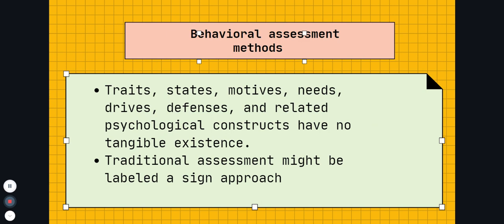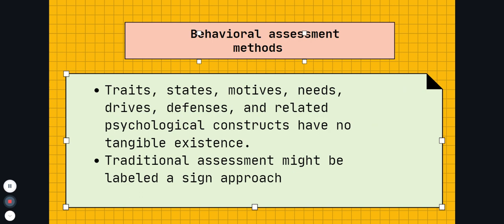So behavioral assessment methods. So traits, states, motives, needs, drives, defenses, and related psychological constructs have no tangible existence. So meaning, dili gyud nato sila magunitan. Ang traits dili nato magunitan, ang states, ang motives, ang needs, ang drives, and defenses sa isa ka person have no tangible existence. So the traditional approach to assessment might therefore be labeled a sign approach because test responses are deemed to be signs or clues to underlying personality or ability.